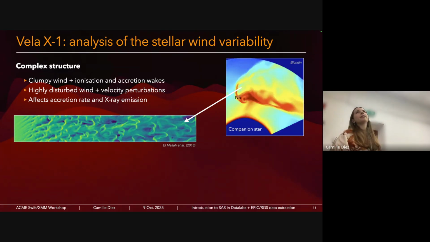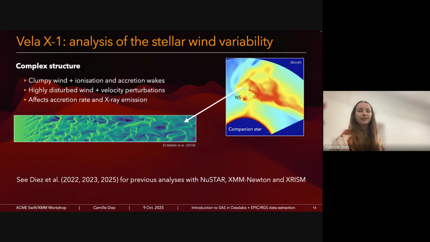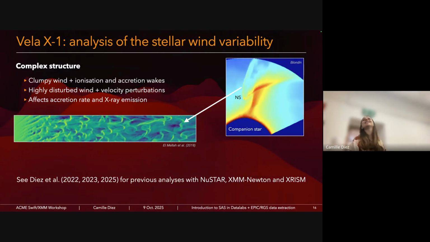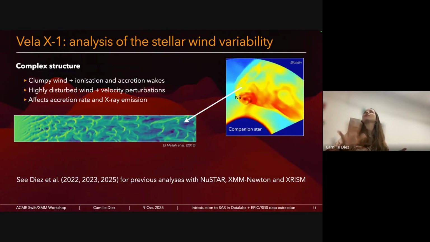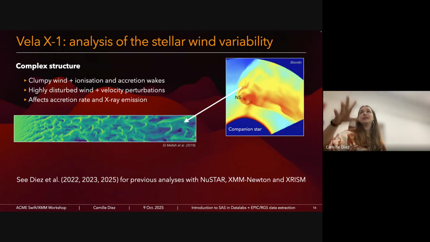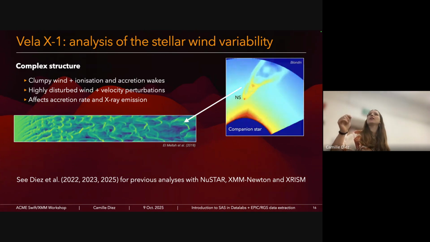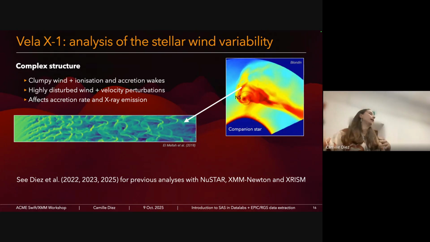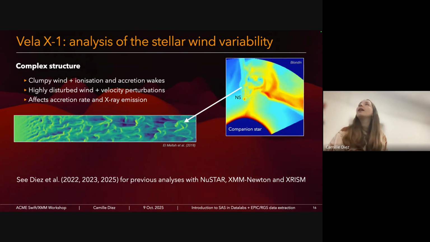It, of course, affects the accretion rate and the X-ray emission, so that's why it's a super interesting source. So interesting that I published three papers about this source, with different instruments: NuSTAR, XMM-Newton, and Chandra. If you are interested in the details of the analysis, you can go to these papers. And just as a side note, only in the last one did I use the ESA Datalabs, because before I didn't know about it.